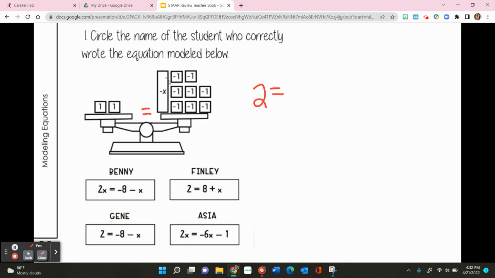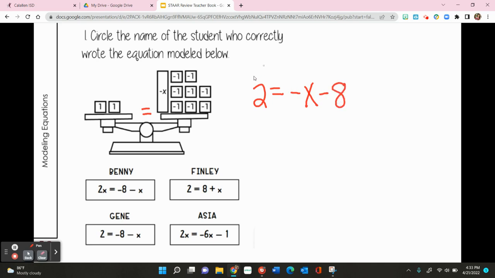And if I look at the right side, I'm going to start off by counting how many x's I have. I have 1x, and if you see, it is negative. So here I have negative x, and then I'm going to count my ones. And I have 1, 2, 3, 4, 5, 6, 7, 8 ones, and they are negative. So this is going to be minus 8.